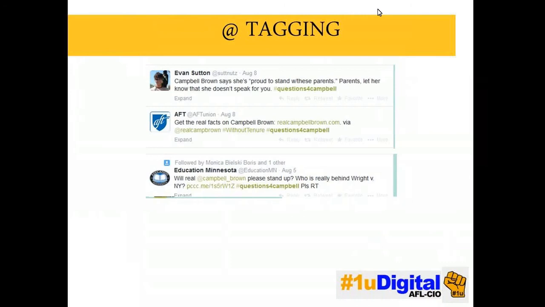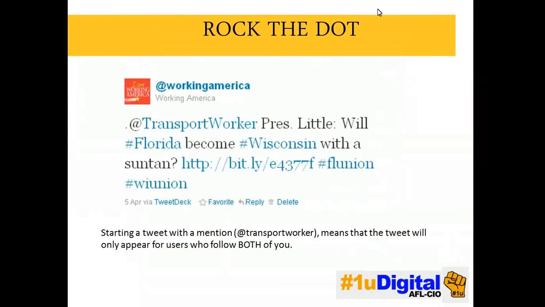Even just searching through that hashtag will give you a lot of activity and let you see a lot of the different folks. I pulled just a small fraction of the really remarkable amount of tweets asking great questions for this example here. This is such a good point to rock the dot.